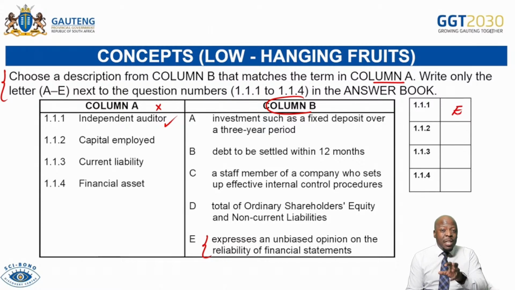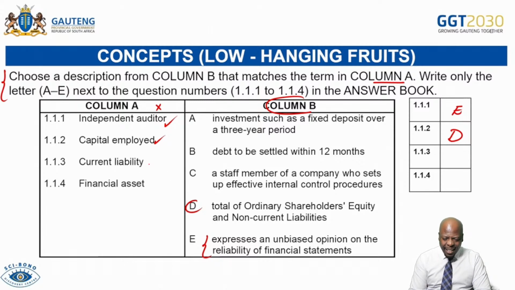So remember, if you missed all this concept, I did them in the first lesson, and I think last week I touched a bit of this. All right. Your independent auditor. Can I go on to the next one? Capital employed. What is capital employed? Your capital employed is the total of ordinary shareholders' equity and non-current liabilities. So your answer, therefore, will be D.